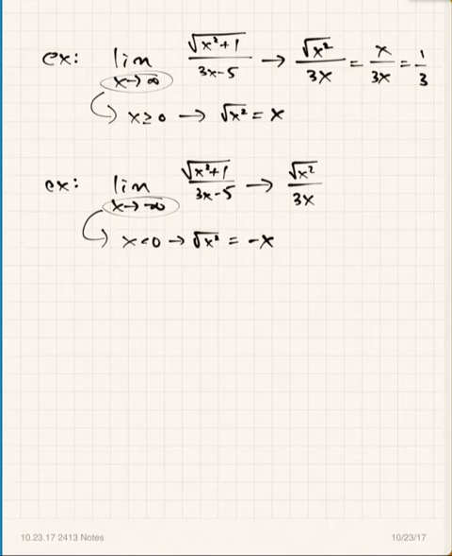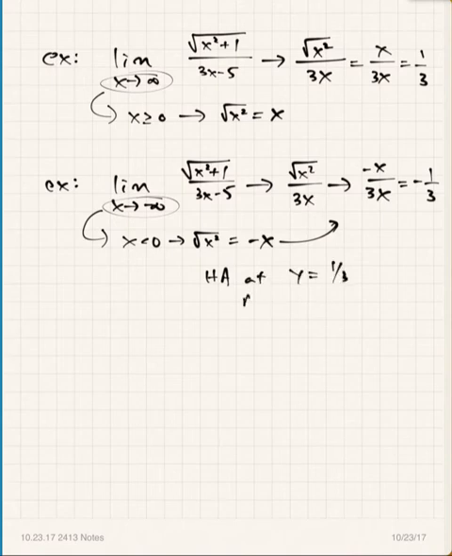So what do we get up here? We get that the square root of x squared is negative x. Then you get it over 3x. And that ends up giving you negative 1/3. So notice this graph has a horizontal asymptote at y equals 1/3, and it has a horizontal asymptote at y equals negative 1/3. Right, this graph has two horizontal asymptotes. Okay, so that's something certainly you need to be aware of and be careful about.